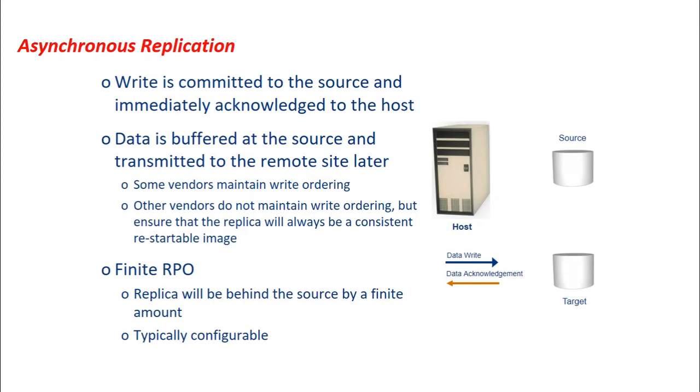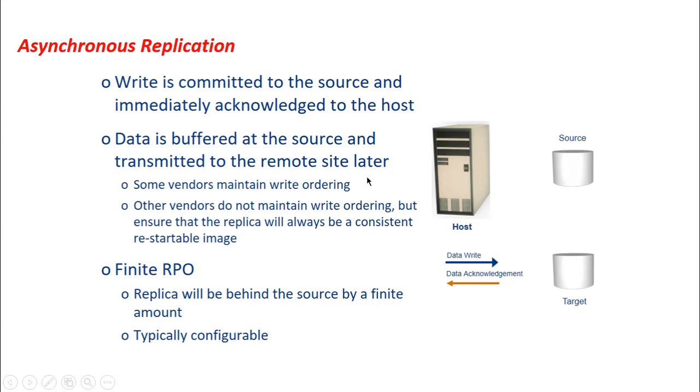Now let us see the next type of remote replication, which is asynchronous replication. In asynchronous replication, the write is committed to the source and immediately acknowledged to the host. Here the host need not wait until the write is committed to the target. The host writes something to the source and immediately an acknowledgement is received by the host. Later, at some point of time, data from the source will be written to the target. Data is buffered at the source and transmitted to the remote site later.